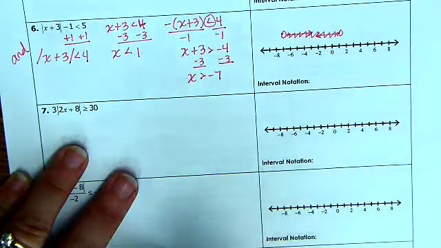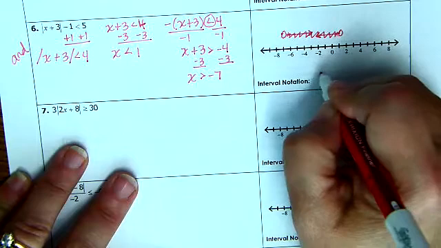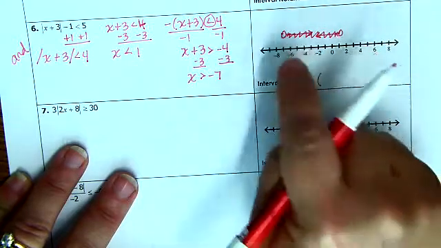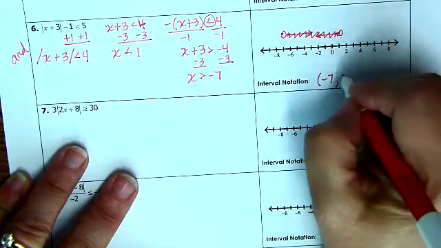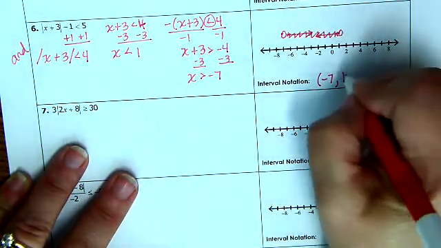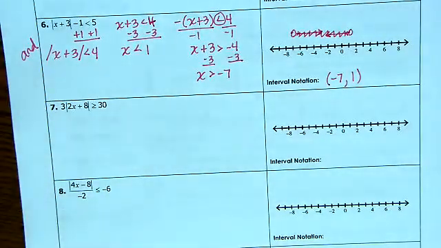There's my graph. Now to write my interval notation. So it's going from open parentheses, because it's not equal to, it's an open circle, -7, comma, and then it lands at 1, but it's not equal to it, so it's a parentheses. There we go. That problem is done.